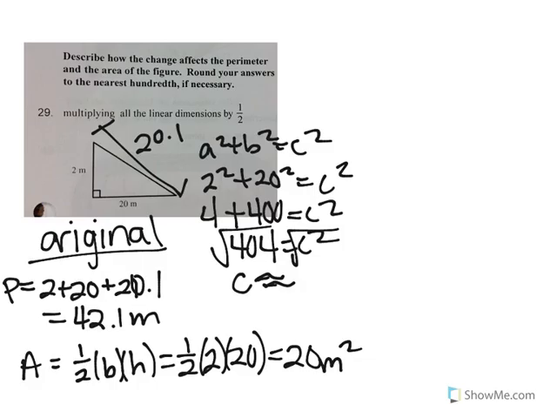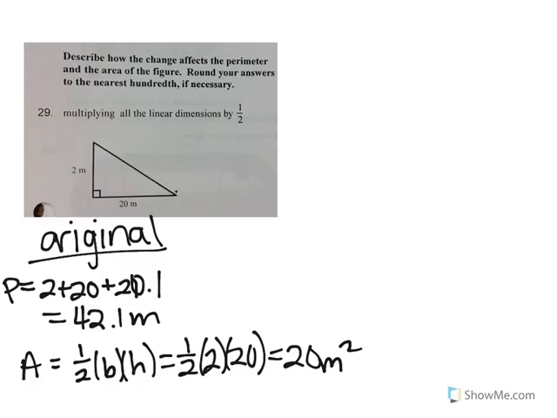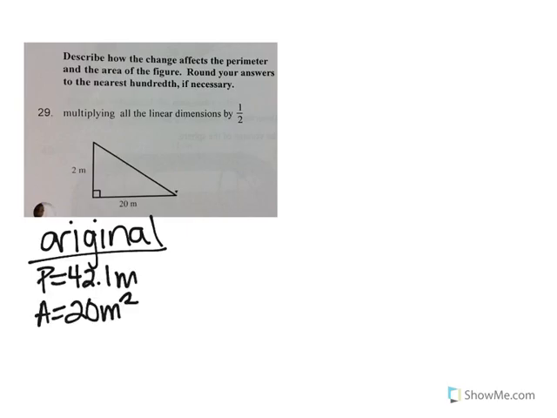So I'm going to go ahead and get rid of this stuff in the middle. I'm going to get rid of all this extra writing. And I'm going to find my new dimensions. So I know that if I take the 2 and divide it by 2, or if you multiply it by 1/2, that's going to give you 1. 20 divided by 2 is 10. And we're going to have to do Pythagorean theorem again to figure out what the hypotenuse is going to be.